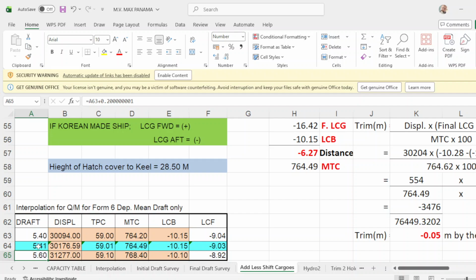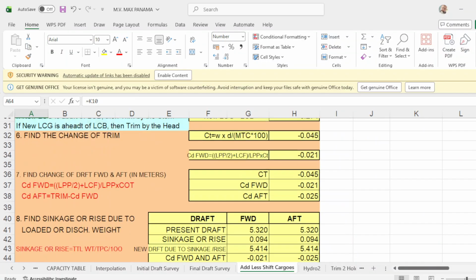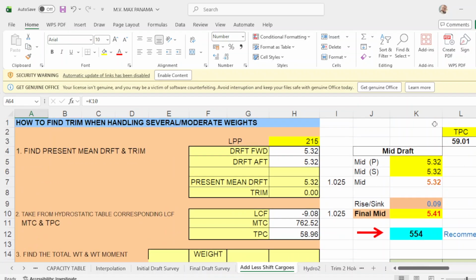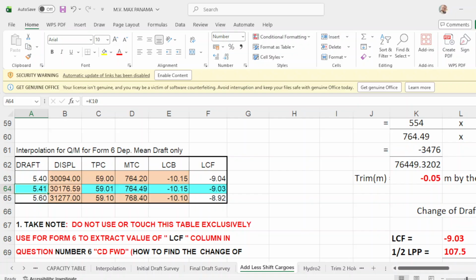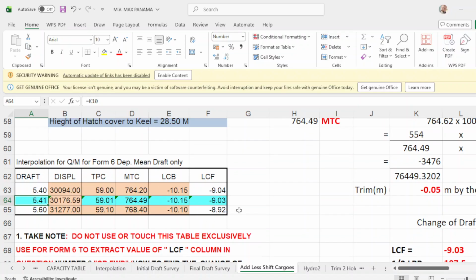Once this is already automatic, you say K10, it's already automatic. Once the drop is put in here, all this figure will come out. Okay? All these things: displacement, TPC, MTC, LCB, and LCF. Get the value only of this green one, light green. Okay?